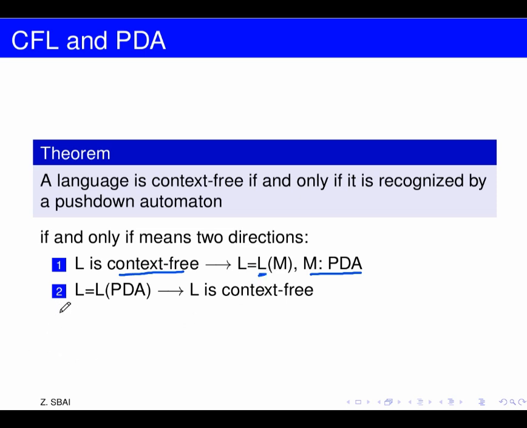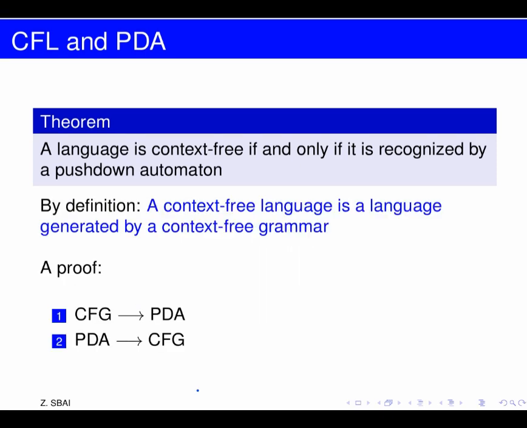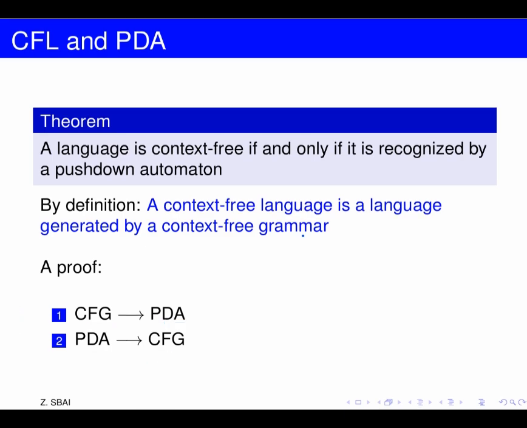And in the second direction, we have if the language is recognized by a pushdown automaton, then this language should be context-free. And by definition, recall that a context-free language is a language that is generated by a context-free grammar. So for a proof of this theorem, it is sufficient to show that we can convert from a context-free grammar to a pushdown automaton and vice versa. In the next video, we will explain how and why context-free grammars can be easily converted to pushdown automata.